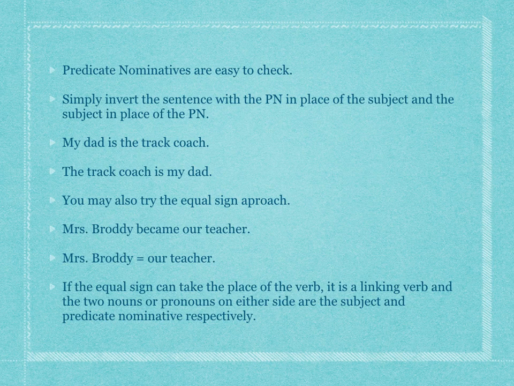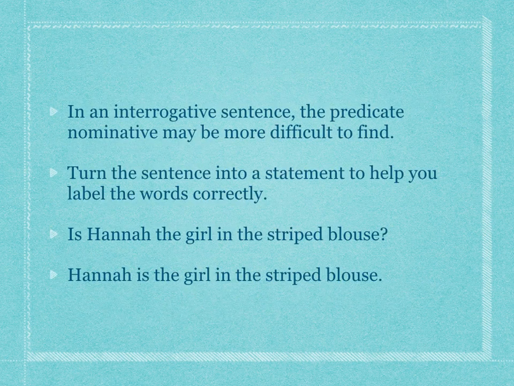Mrs. Brody became our teacher. Mrs. Brody equals our teacher. If you could put the equal sign in place of the verb, that's a clear sign that it is a linking verb. And the two nouns or pronouns on either side are the subject and the predicate nominative respectively. That means the first one is the subject and the second one is the predicate nominative.